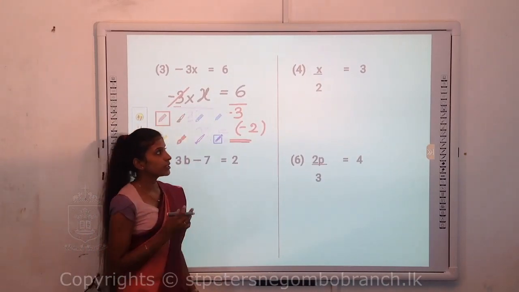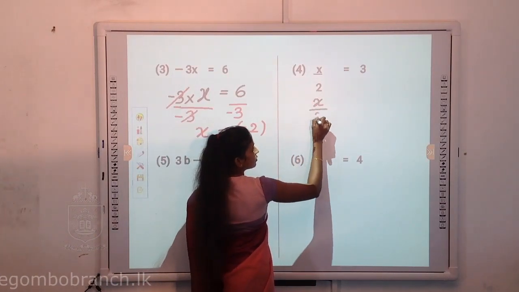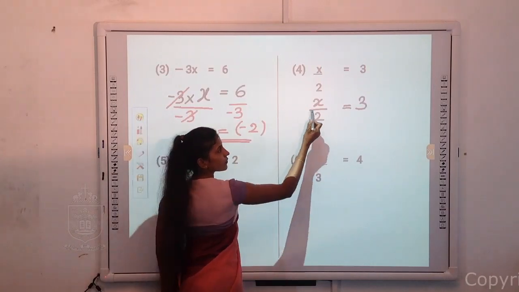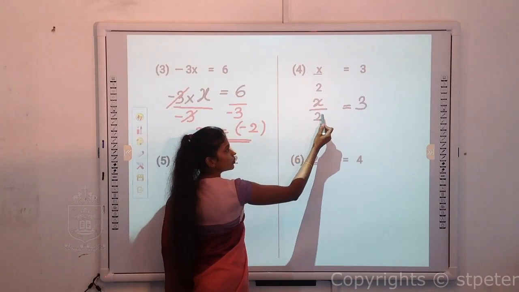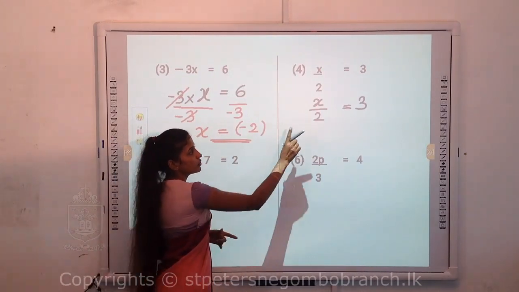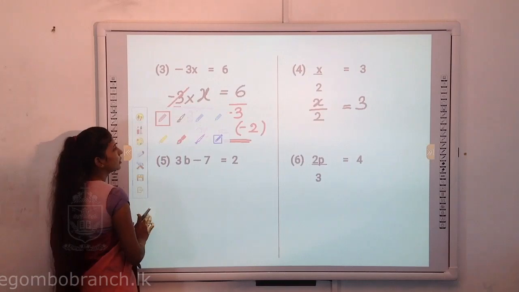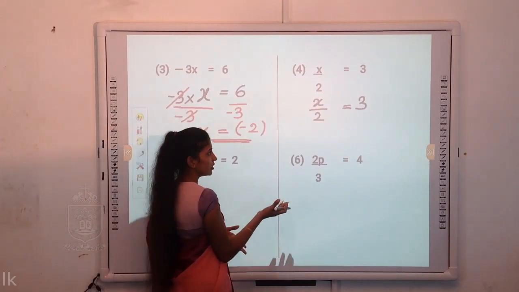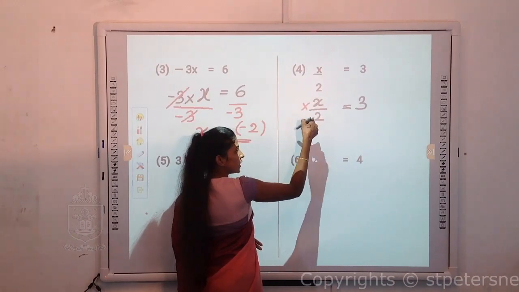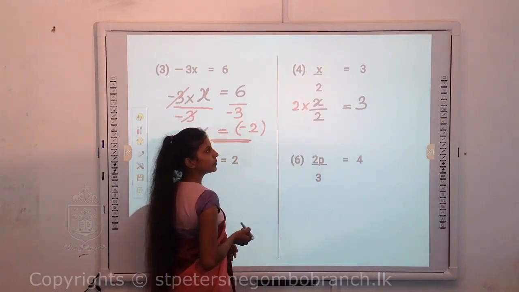X divided by 2 equals 3. So what is the operation here? It is division. X is divided by 2. So you have to cancel this 2 from this side. How to cancel 2? Do the opposite of the operation. If it is division, what is the opposite of division? It is multiplication. What is the unwanted term that you need to cancel? 2, therefore multiply by 2.